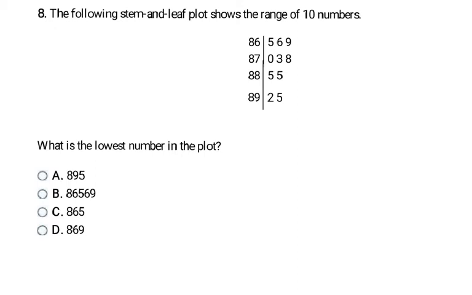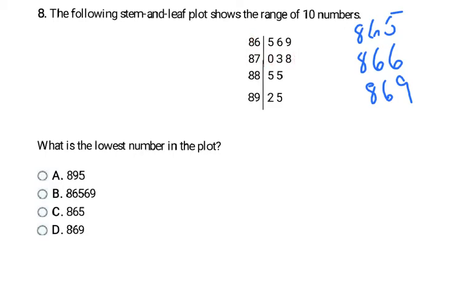And so if I were to take these numbers off of the stem and leaf plot and list them back out, that first one would be 865. So I get that from this stem and the leaf. And then I have 866. That comes from this stem and this leaf. And then I have 869. So that's the 3 numbers I get from this first row.